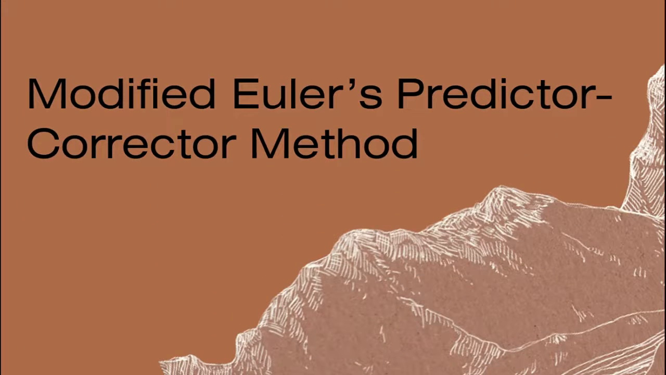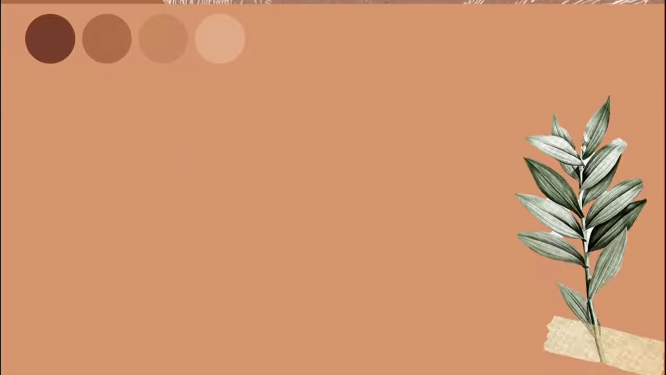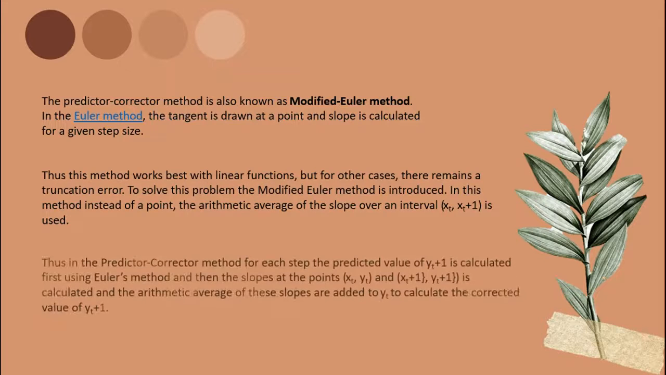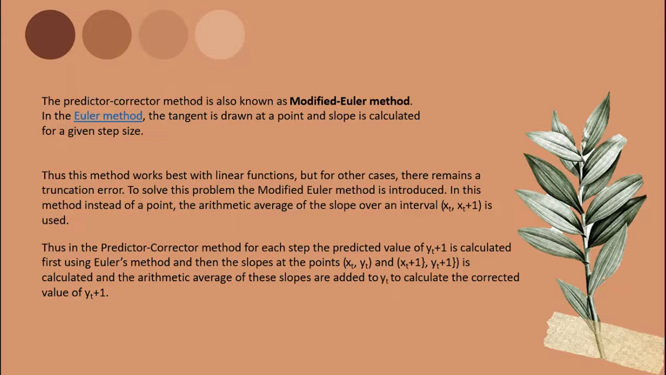Modified Euler's predictor-corrector method. The predictor-corrector method is also known as the modified Euler method. In this method, the tangent is drawn at a point and a slope is calculated for a given step size. Thus, this method works best with linear functions, but for other cases there remains error. To solve this problem, the modified Euler method is introduced. In this method, instead of a point, the arithmetic average of the slope over an interval x sub t and x sub t plus 1 is used.